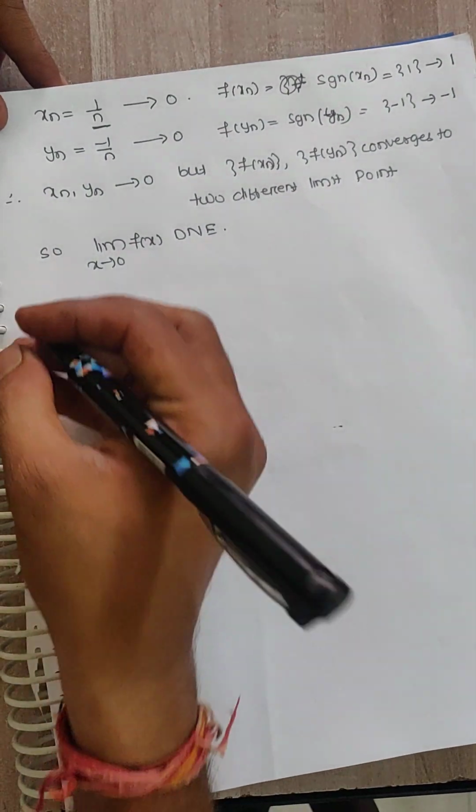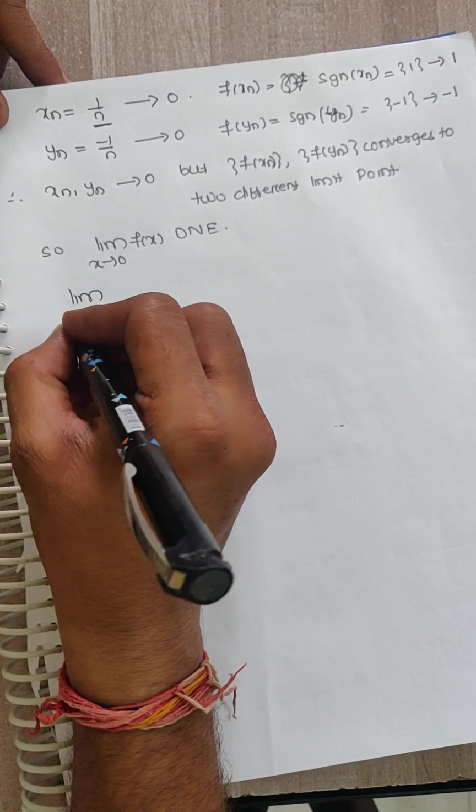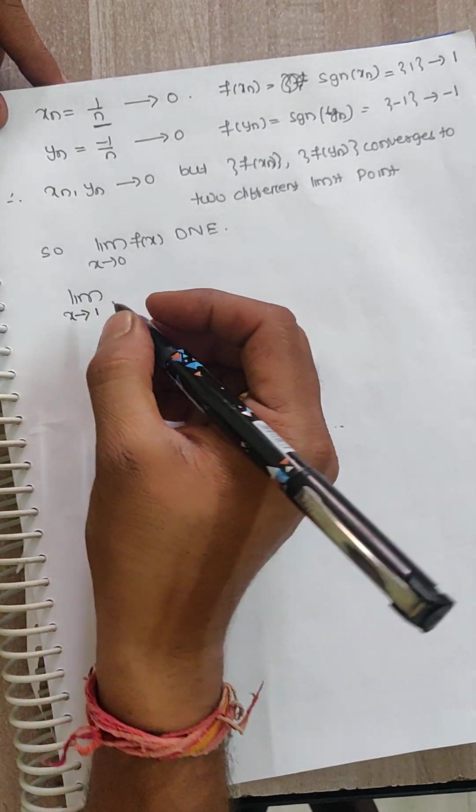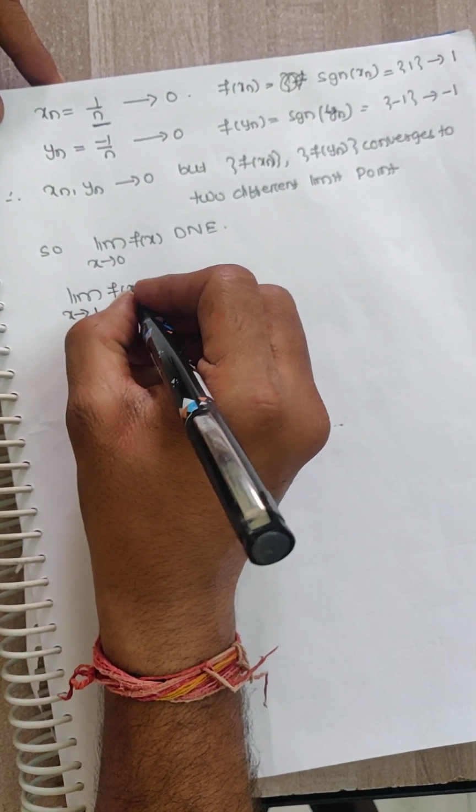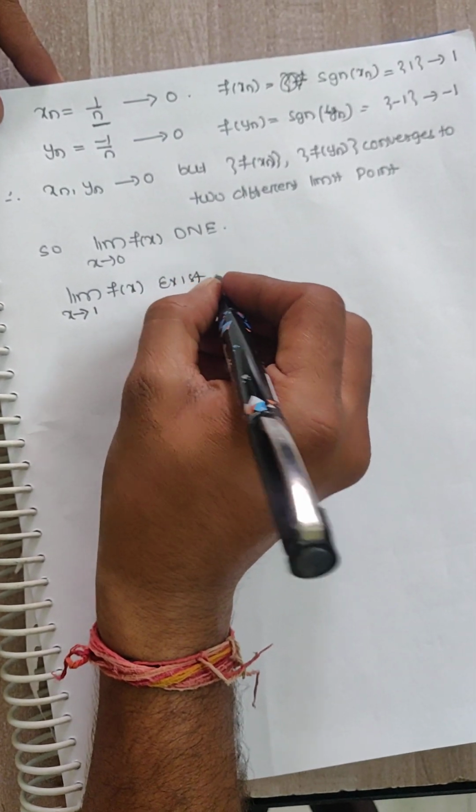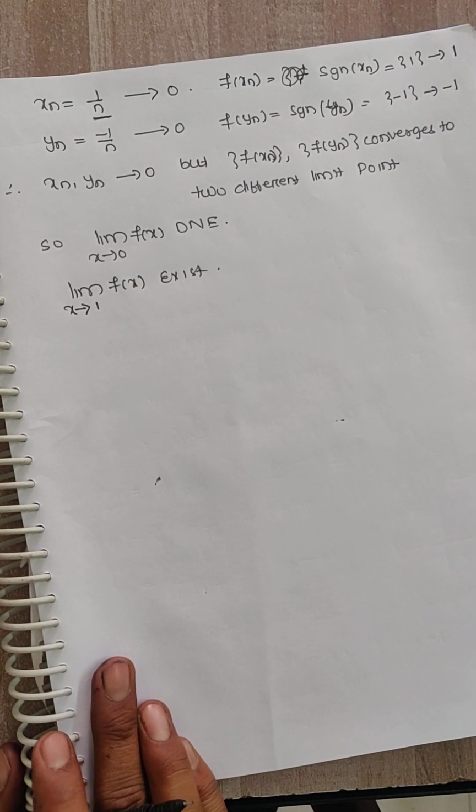Now I am giving a task: show that limit x tends to 1, f(x) exists for this function. Okay.